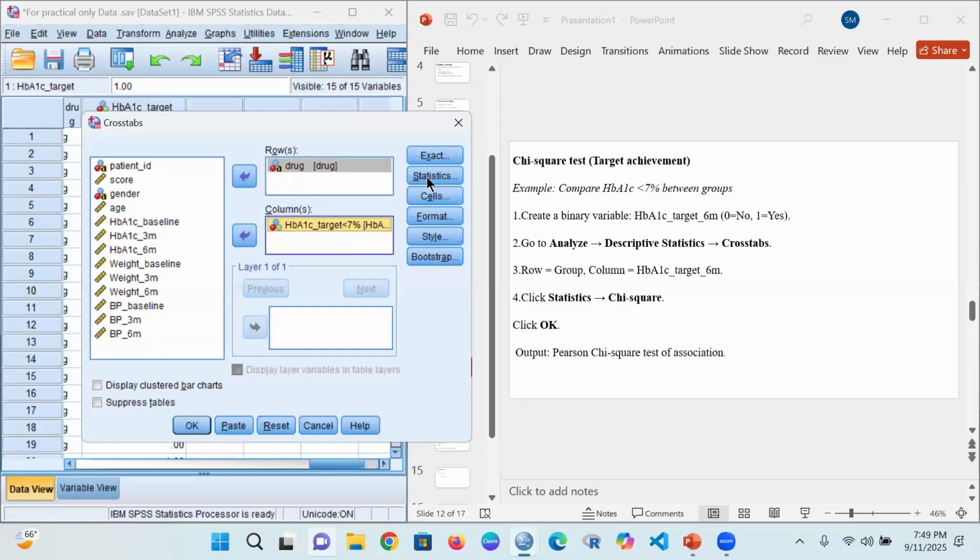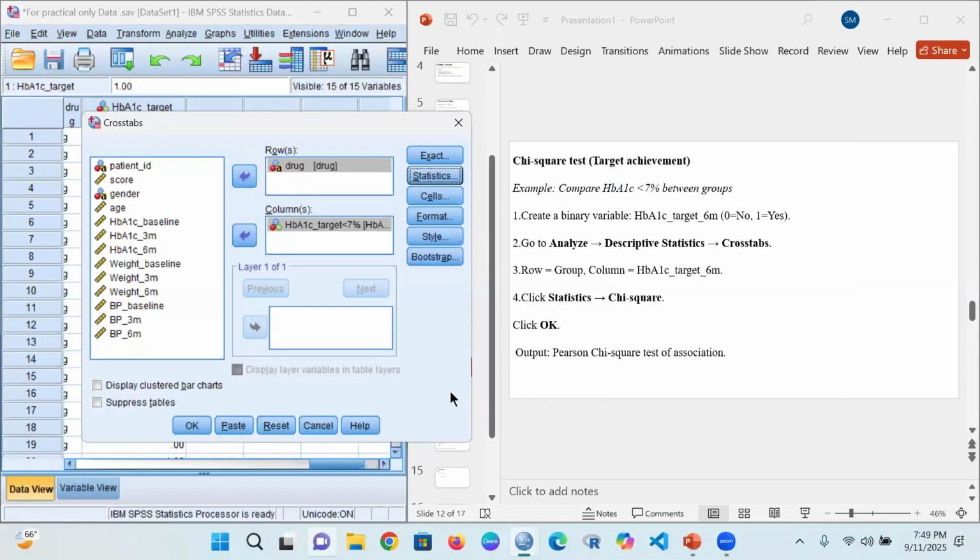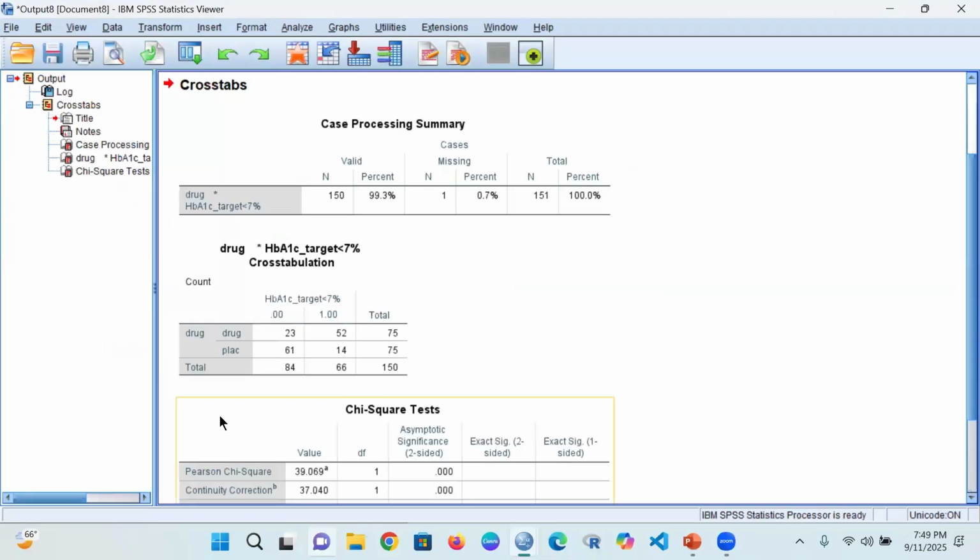After that, you click Statistics. What do you want to test? You want to test the chi-square, so you select chi-square. Continue, then OK. You can see it has run our chi-square successfully. Our output for the chi-square is here with us. You can see the drug output, and you can see the HbA1c target, that is the one that we wanted to get from the data.